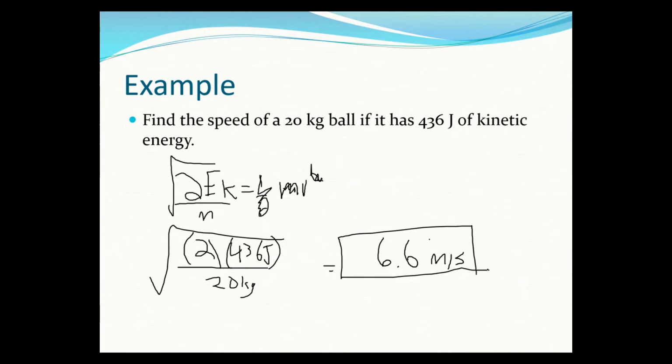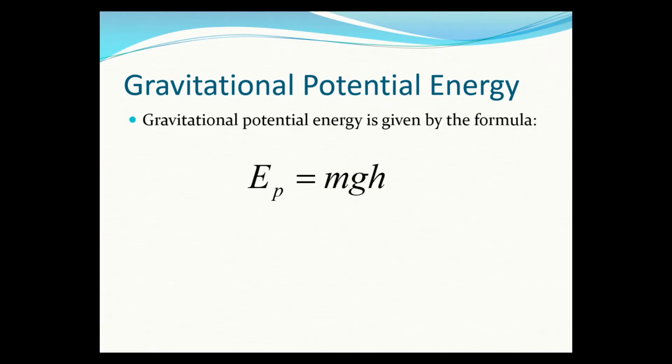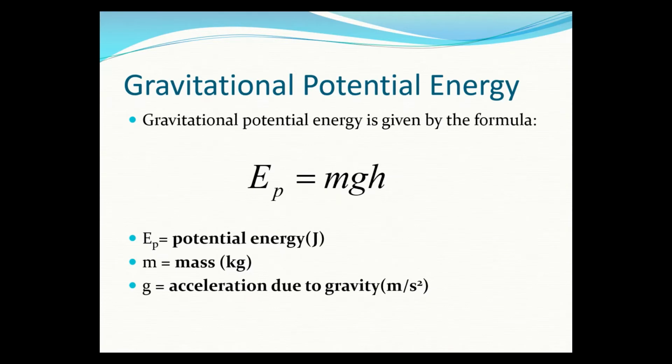Right. Easy stuff. Okay, gravitational potential energy is easy as well. EP equals mgh, where EP is gravitational potential energy in joules, m is mass, g is acceleration due to gravity, so 9.81, and h is the height of our object. So, easy formula, found in the same spot in the formula sheet.